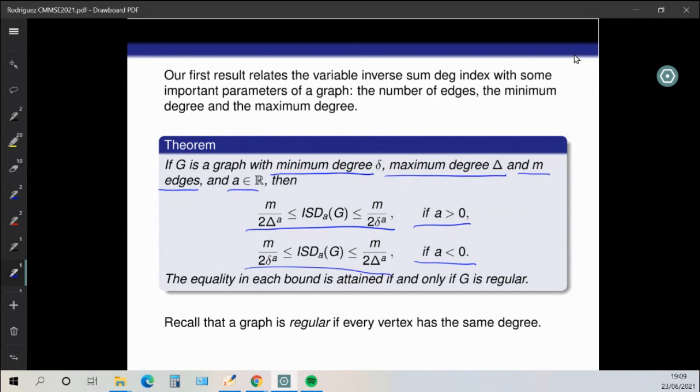In fact, the equality in each bound is attained, and we know precisely for which graphs it's attained. The equality in each bound is attained if and only if G is a regular graph. Recall that a graph is regular if every vertex has the same degree.